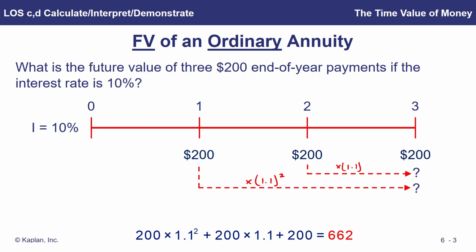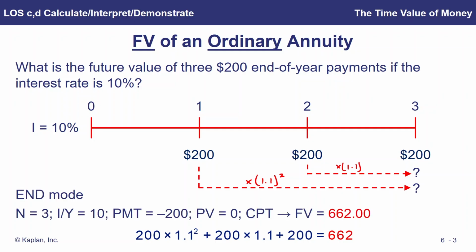Sum them together to get 662. The alternative way is to do it on your BA2+. So first of all, you want to check your calculator is in end mode. There are 2 modes, begin mode and end mode. End mode assumes cash flows arise at the end of each year. Begin mode assumes cash flows arise at the beginning of each period.